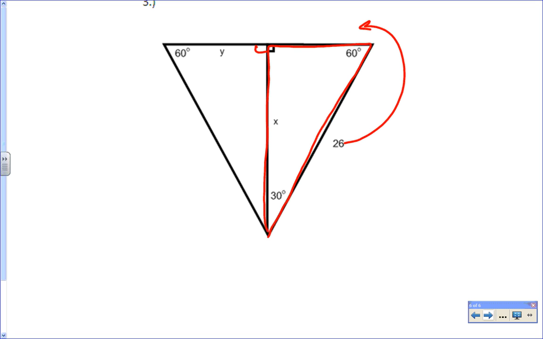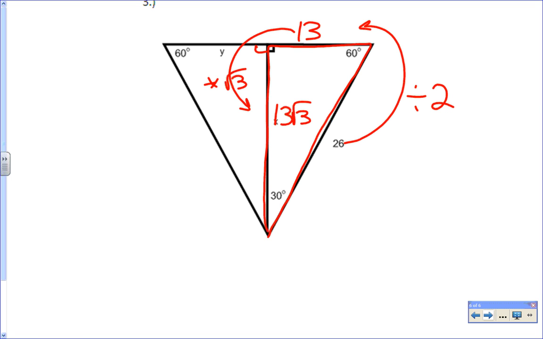Okay, to get from 30 to here, I have to multiply by 2. So to undo that, we divide by 2, or multiply by a half, whichever way you want to say it. And so this is 13. Okay. Now that we're at 13, we have to get from there to across from 60. So I have to make it a little bit bigger, but it better not get bigger than 26. Okay. And to do that, we follow our rule, which says multiply by square root of 3. So this one right here is 13 square root of 3.